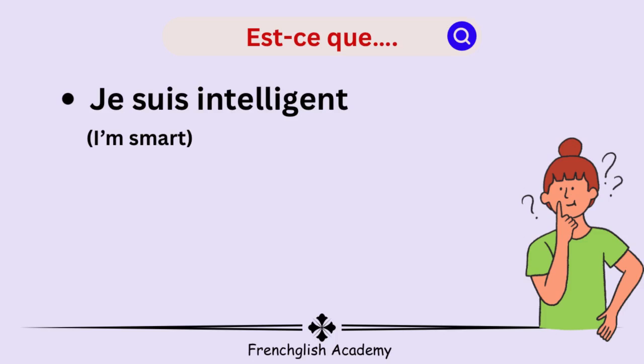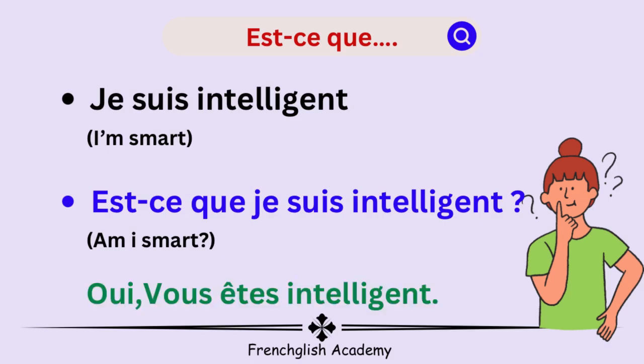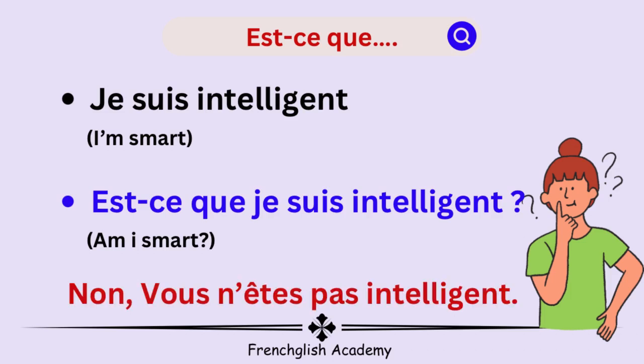Another example. Je suis intelligent. I'm smart. Question form. Est-ce que je suis intelligent? Am I smart? Oui, vous êtes intelligent. Yes, you're smart. Non, vous n'êtes pas intelligent. No, you're not smart.